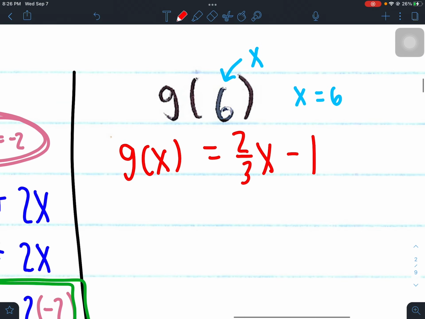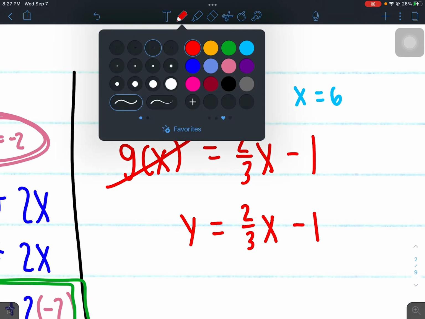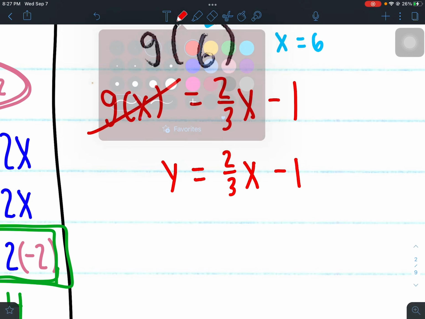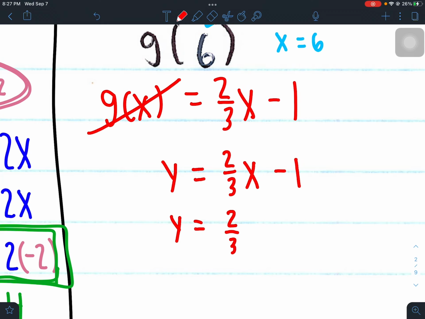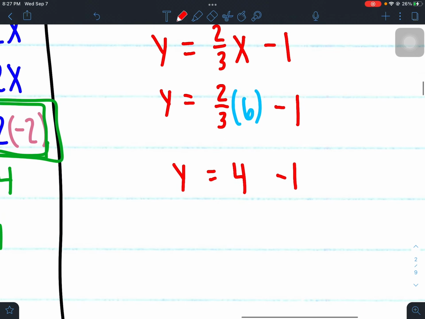And now down here, we're given this function, but again, we already know that g of x is the same thing as y, so let's get rid of that. And then actually do our inputting here. So we're going to input x equals 6 into our function. Now again, always use parentheses when you're substituting in, so y equals 2/3, and we're going to have in parentheses positive 6 minus 1. Now if you can do this by hand, then that's great. 2/3 times 6 is 4, and then minus 1, and 4 minus 1 is going to be positive 3.